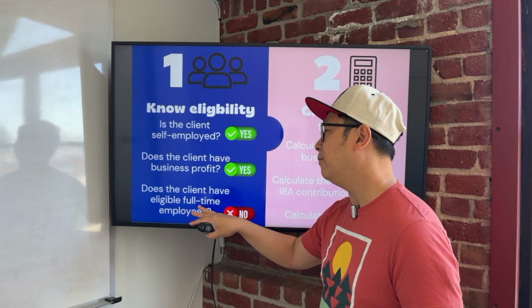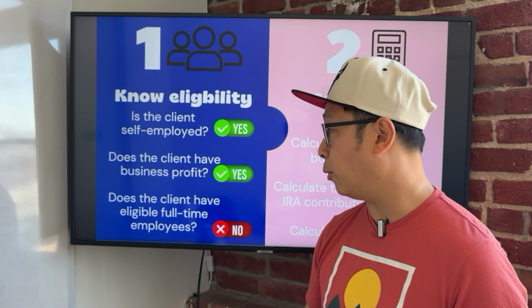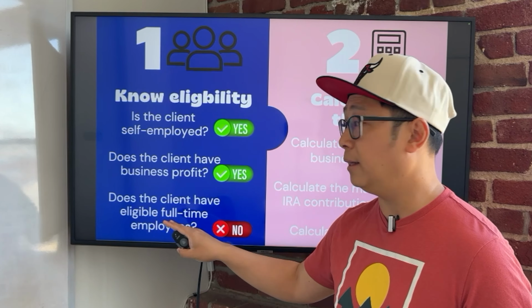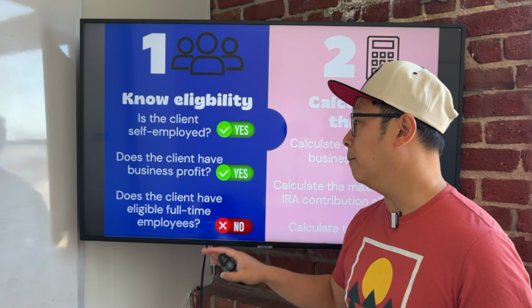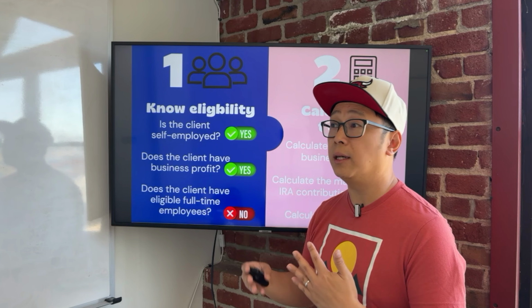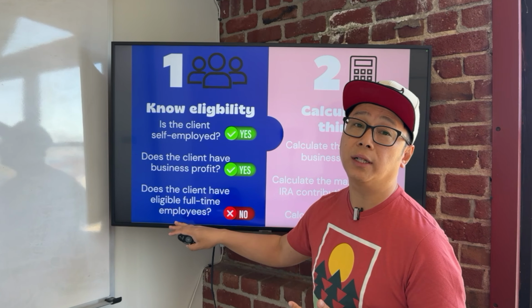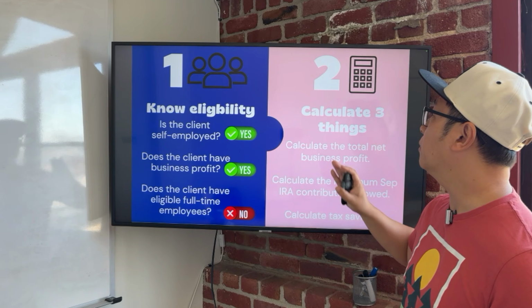And does the client have full-time employees? This is a question that gets forgotten a lot by my employees. If the client does have full-time employees, we need to make sure that we follow the rules when it comes to SEP IRAs. But the easiest case is that as long as they don't have full-time employees, so if it's a no, then we can move on to step 2.